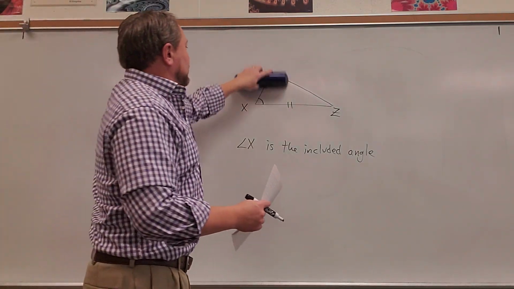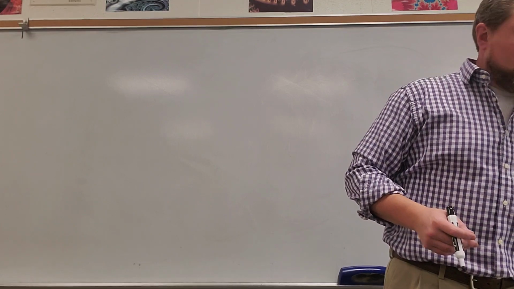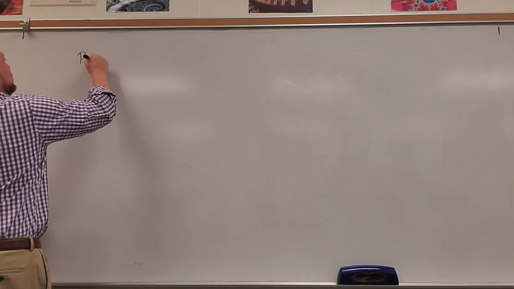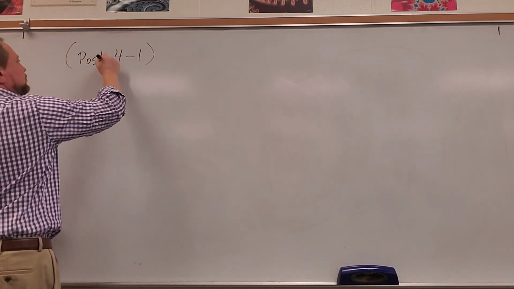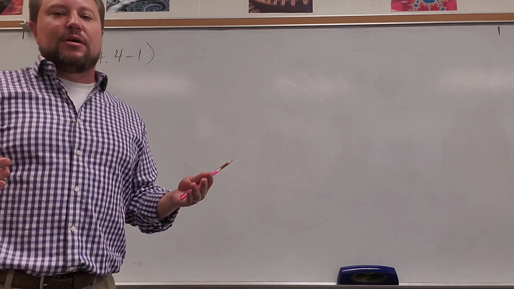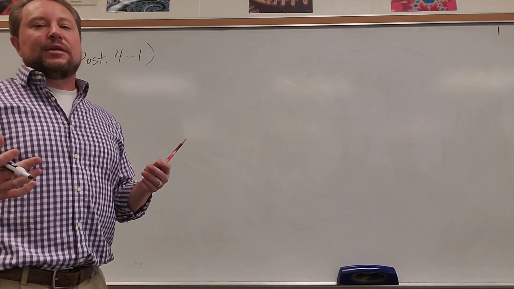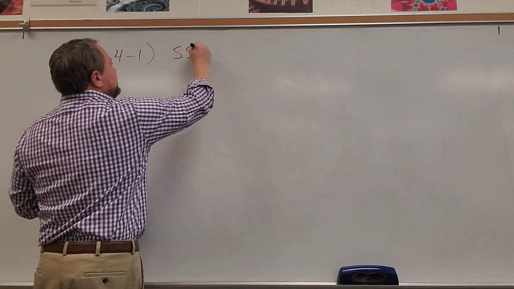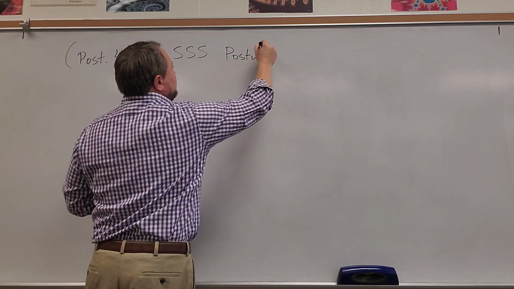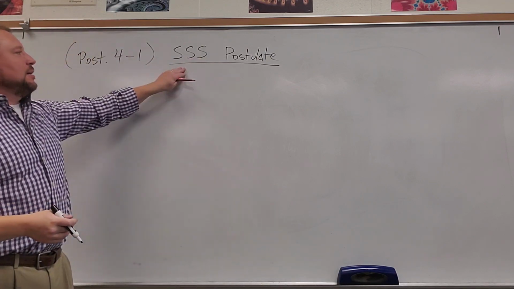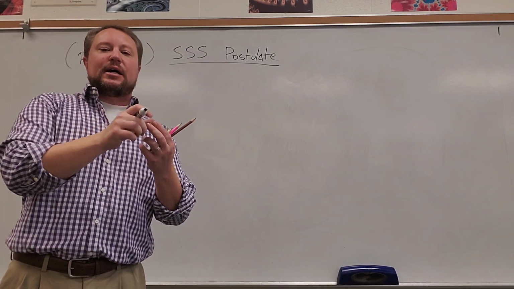Now, as I said, our shortcuts are going to cut the number of parts that we need in half. Okay, so our first shortcut you'll see listed on your postulates and theorems for this chapter. It's postulate 4-1. But when you list these for answers on any assignments you do, instead of calling it postulate 4-1, I want you to call it by its name. It's known as the SSS postulate. The SSS in this stands for side, side, side.